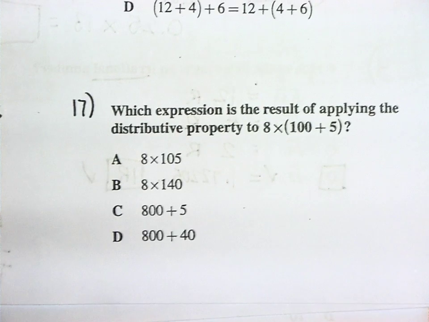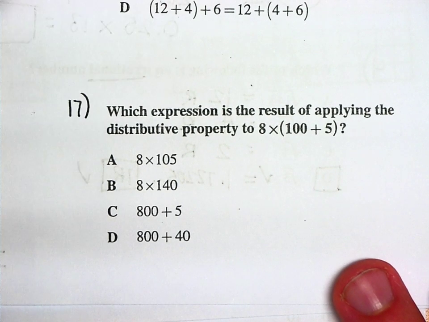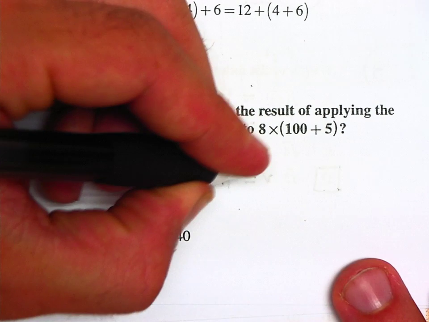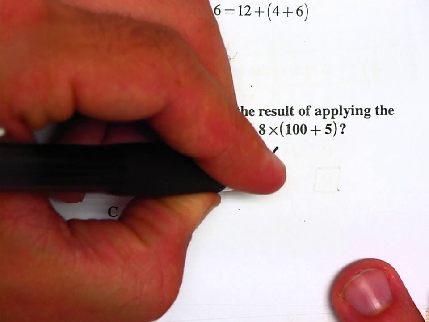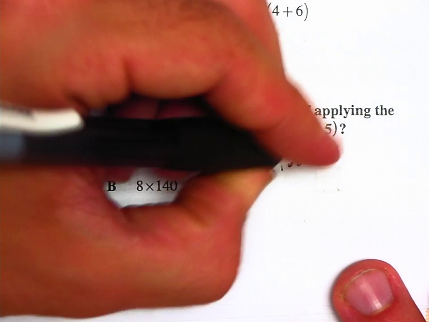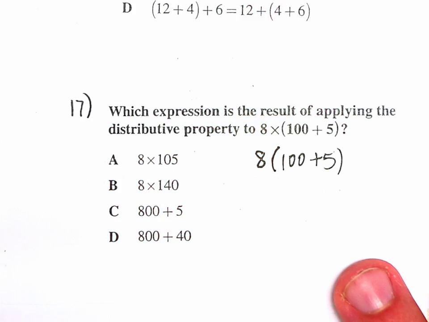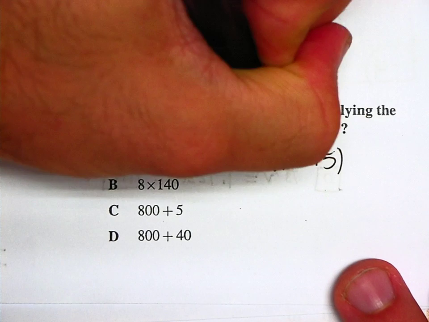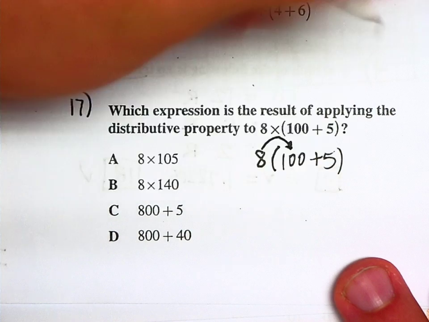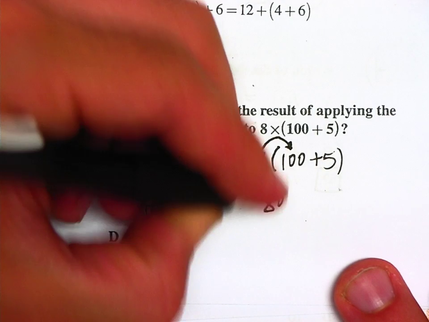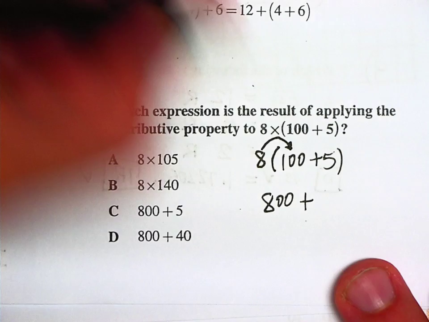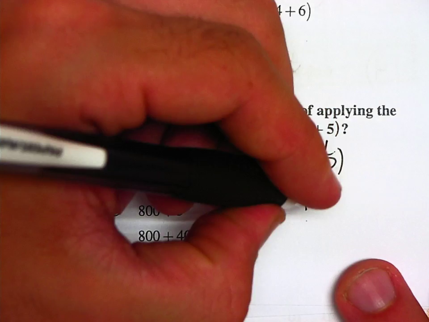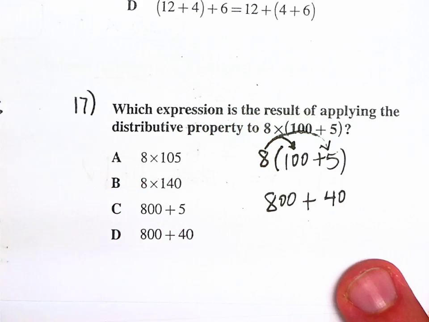Moving on, number 17. Which expression is the result of applying the distributive property to 8 times (100 plus 5)? The way you're more used to seeing this is probably just 8(100 plus 5). Using the distributive property, you distribute the number on the outside to the numbers inside. So 8 times 100 is 800, plus 8 times 5 is really 40.